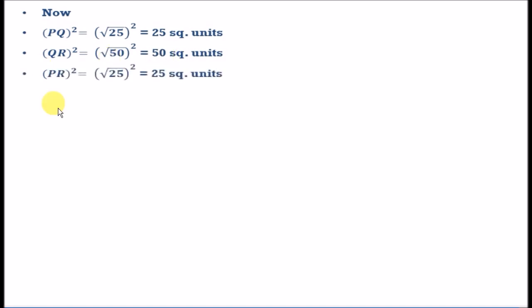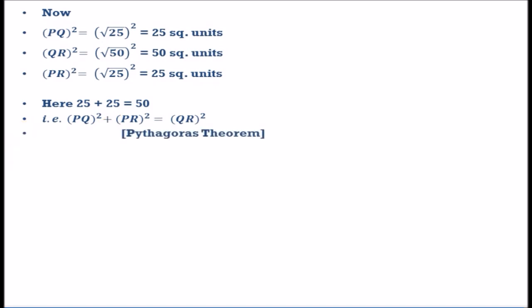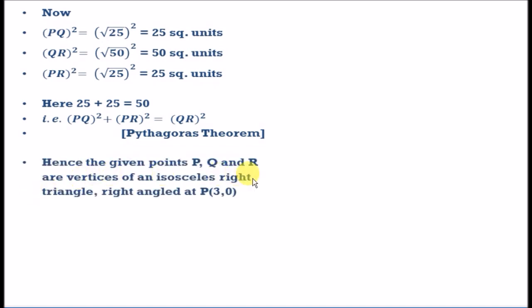PR square is equal to root 25 square, so the square will cancel, giving 25 square units. Here 25 plus 25 will give us 50. That is PQ square plus PR square equals QR square. So it satisfies the Pythagoras theorem. Now since QR is the longest side, QR is the hypotenuse, and the angle opposite QR will be P. So we have also found out that it is right angled at P. So we can conclude, hence the given points P, Q and R are vertices of an isosceles right triangle. Only this much was asked, but we also found out it is right angled at P (3, 0).